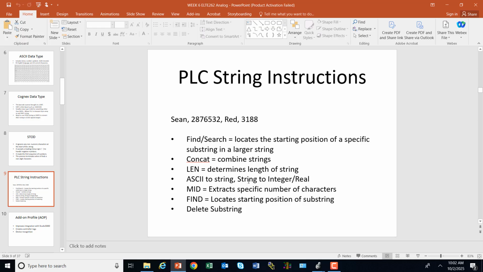ASCII to string to real, integer, string to real. We were kind of doing that. MID extracts a specific number of characters. Once again, if you wanted to parse this, you could use the MID in conjunction with the length to determine what the delimiter was, and parse this out. Find has locations to start in the substring. You can also delete parts of the substring.